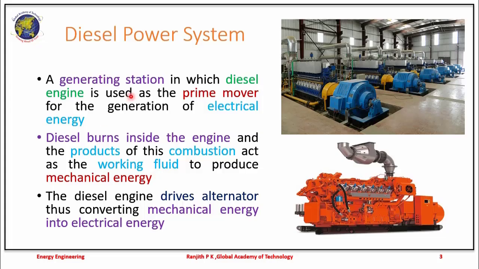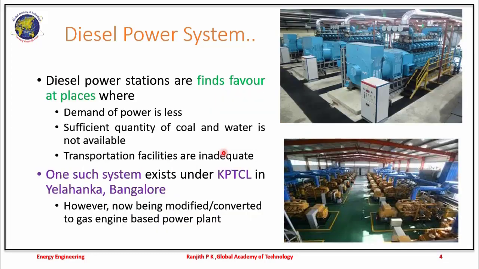A diesel power station is a station where a diesel engine is used as a prime mover for generation of electrical energy. The diesel burns inside this engine and the products of this combustion act as the working fluid to produce the required mechanical energy. This mechanical energy is then converted into electrical energy by use of an alternator.